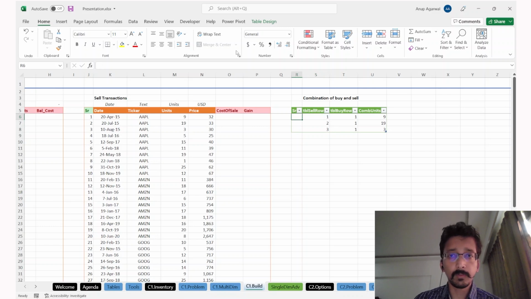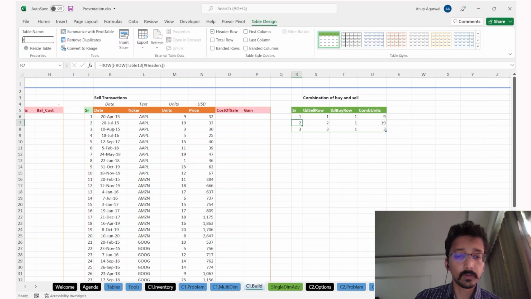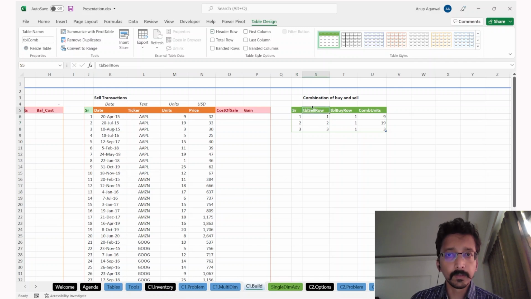I'll also take out these filter buttons, which makes it easy to read the headers. So I'll write a row minus row. Yes, for naming this table, I call it table combination. Yeah, table combination, that's it.